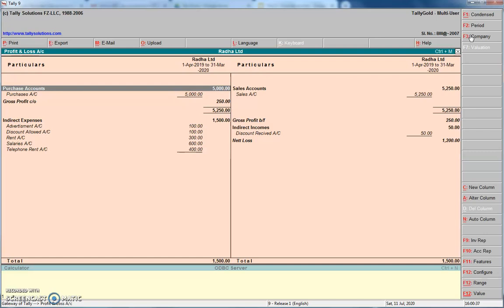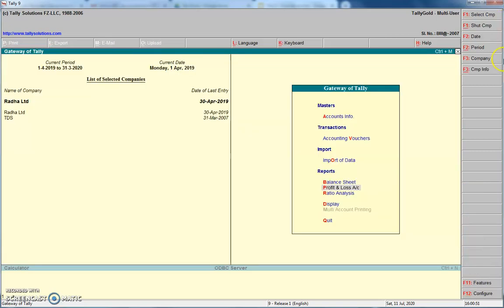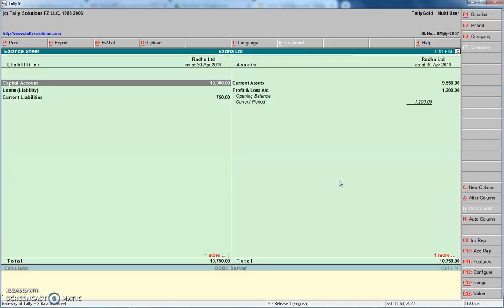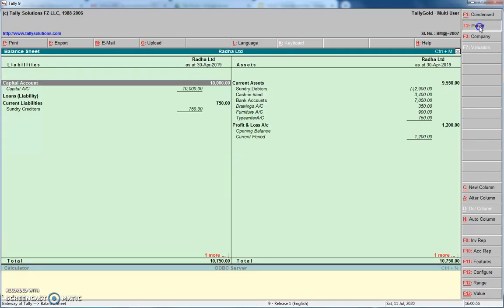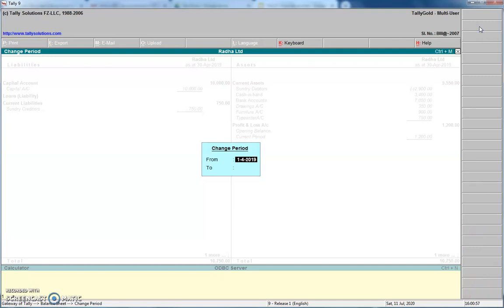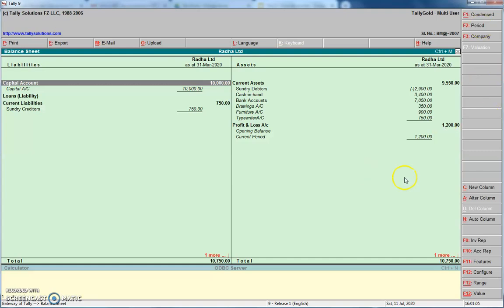31/3/2020 is the period. This is the figure of the profit and loss account. In this sum, it shows the net loss of 1200. Next, balance sheet. In detail, we have to change the period, 31/3. This is the balance sheet for this particular sum.